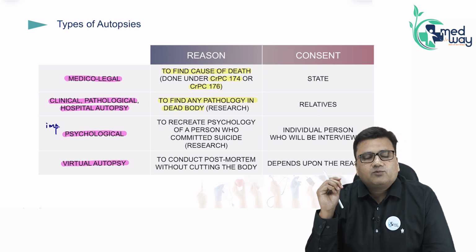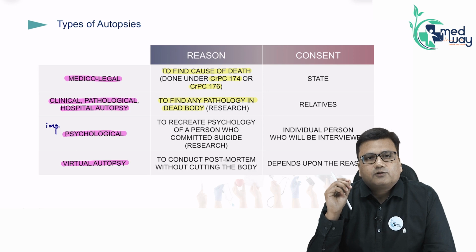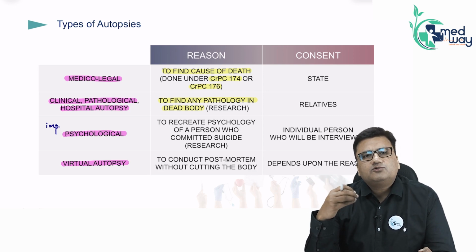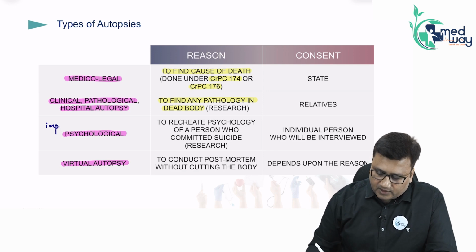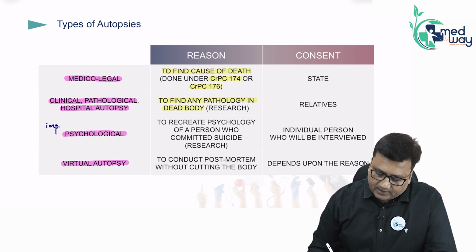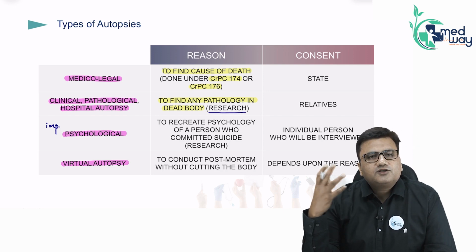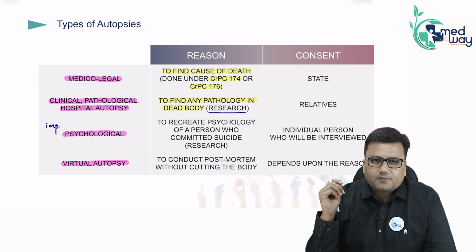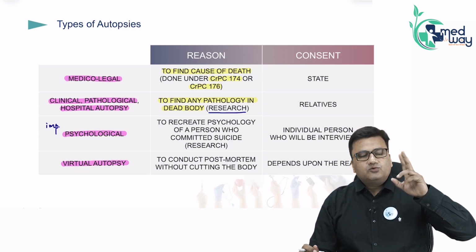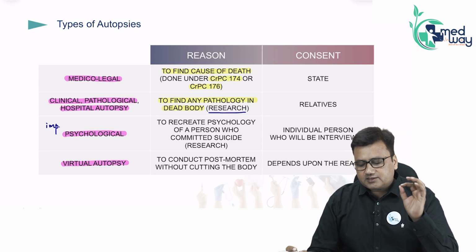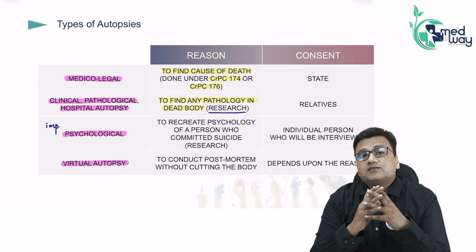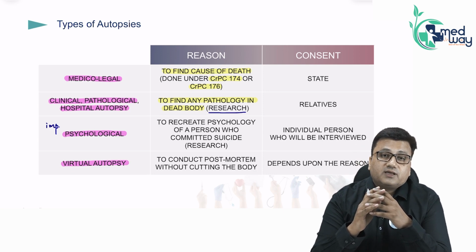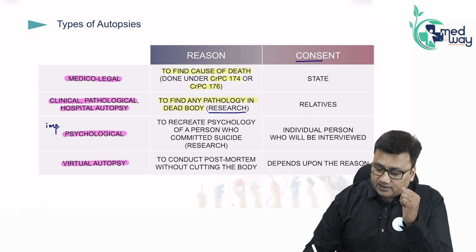Now, why would a clinician want to do this kind of autopsy? Because he wants to do research, he wants to conduct a study. So, we can safely say that the clinical or pathological form of autopsy is a research oriented situation. So, in these two things, there is a very contrasting feature that we see. And what is that contrasting feature? That contrasting feature is in the consent.